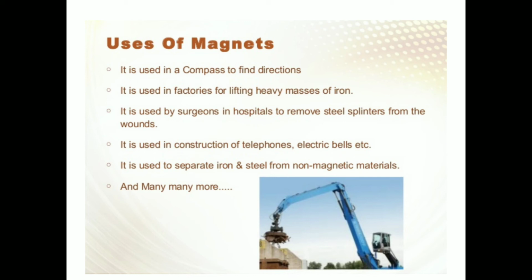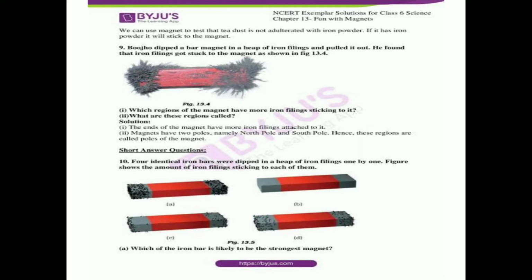Then it is used in factories also to lift some heavy masses of iron. Then it is used by the surgeons in the hospital to remove the steel splinters from the wounds. It is used in construction of telephones and electric bells. It is used to separate the iron and steel from non-magnetic materials and many more. So these are some of the uses of the magnets.